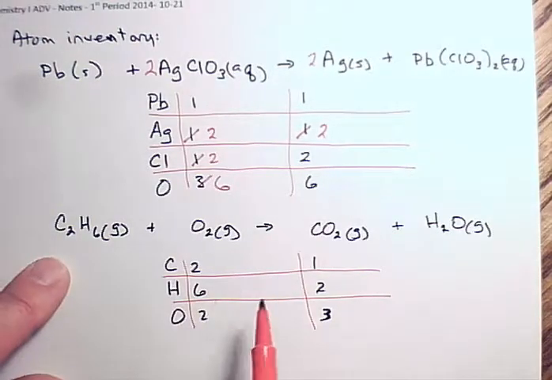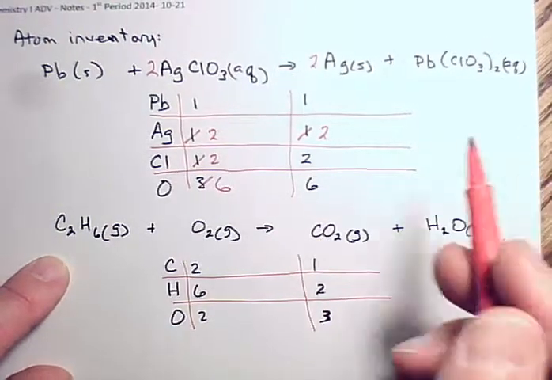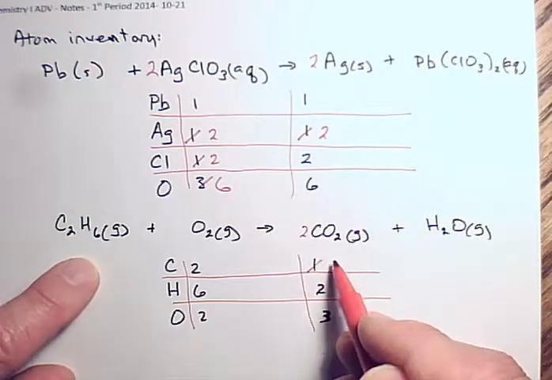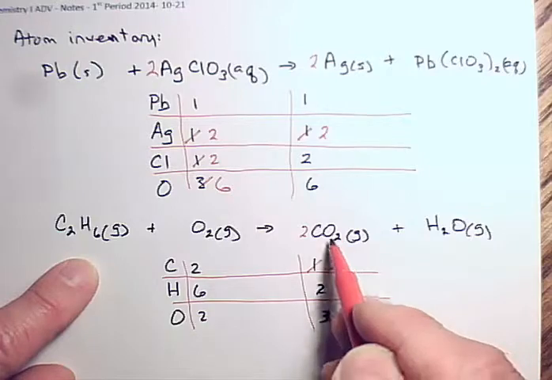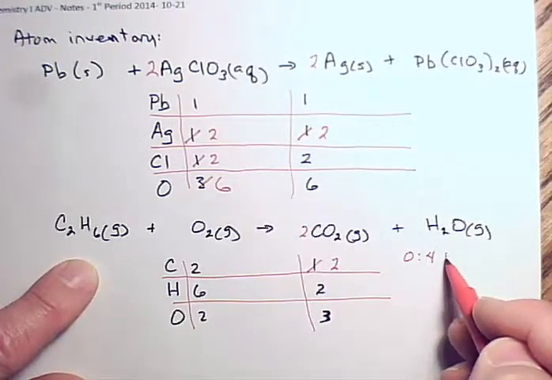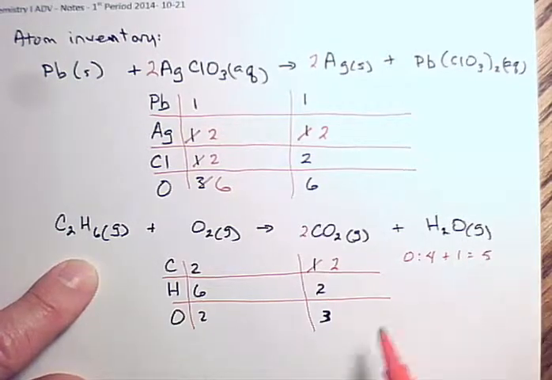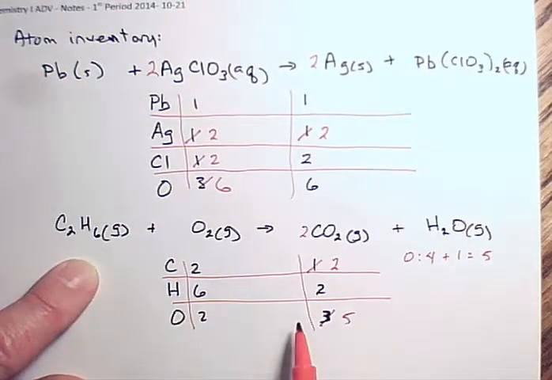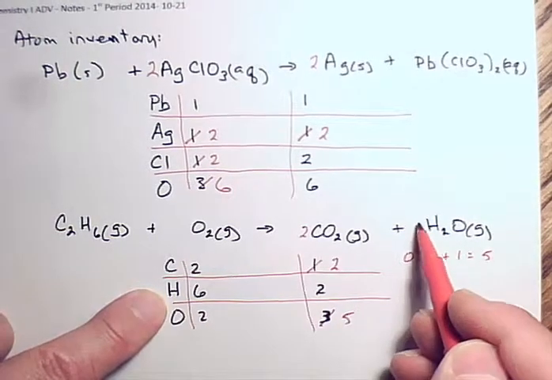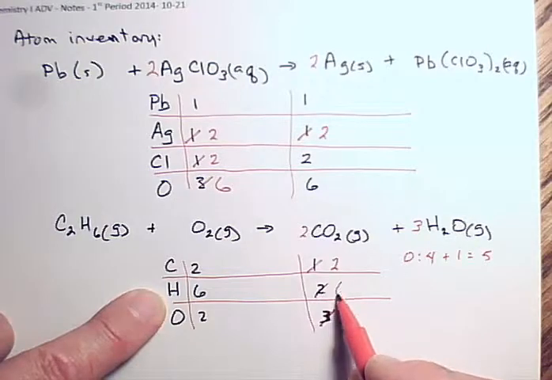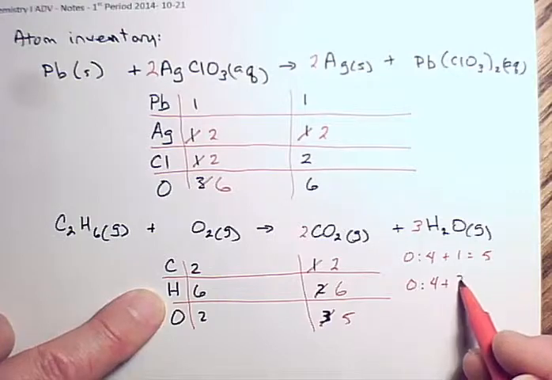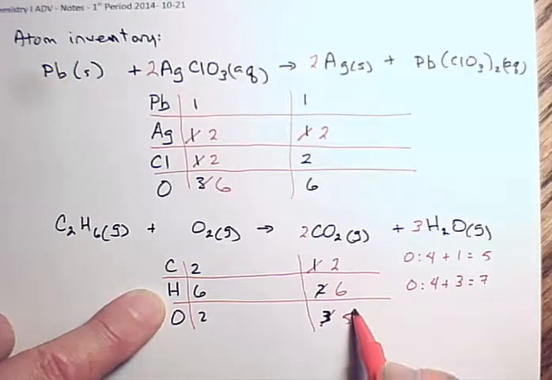So let's see. What are we going to start with to try and balance this out? Start with carbon. Put a 2 here. That's going to give us 2 carbons on this side, but it's going to change the number of oxygens. So 2 times 2 is 4 plus 1. I got 5 oxygens. All right. We need to change the number of hydrogens. I've got 6 over here. How do I get 6 over here? 3. Which changes this to 6, but it also changes the number of oxygens. Okay. 4 plus 3 equals 7.